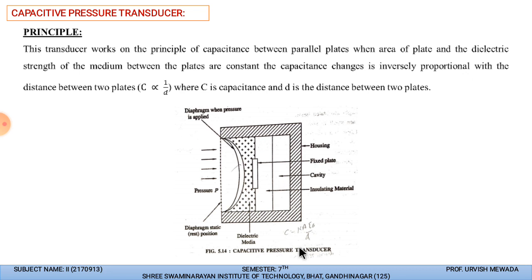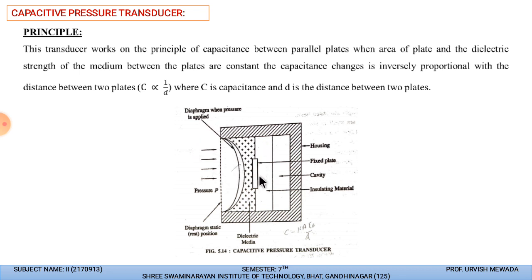So this is the setup for the capacitive pressure measurement. This is the housing in which we perform the pressure measurement. After the housing, we have the fixed plate of the capacitor, and on the back side of the fixed plate we have the cavity. It protects from sudden pressure damage, because if sudden pressure is applied on either side of the plate, it can damage the inside setup. So this cavity protects from unwanted pressures. After the cavity we have the insulating material, which can be used for temperature compensation or for any other forces acting on this setup.